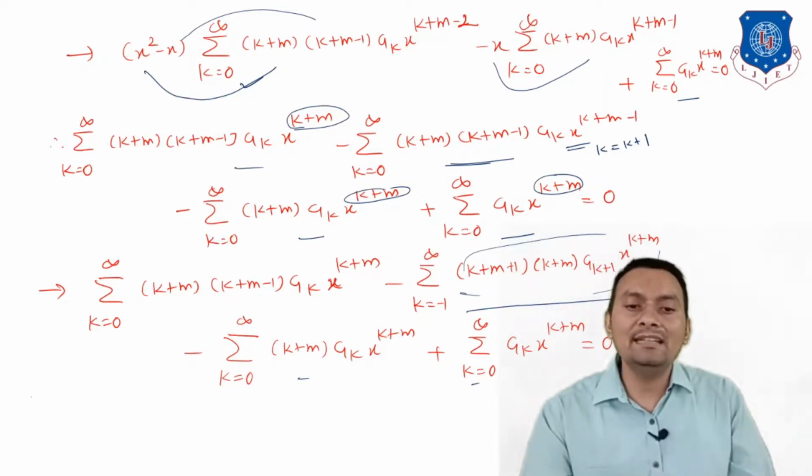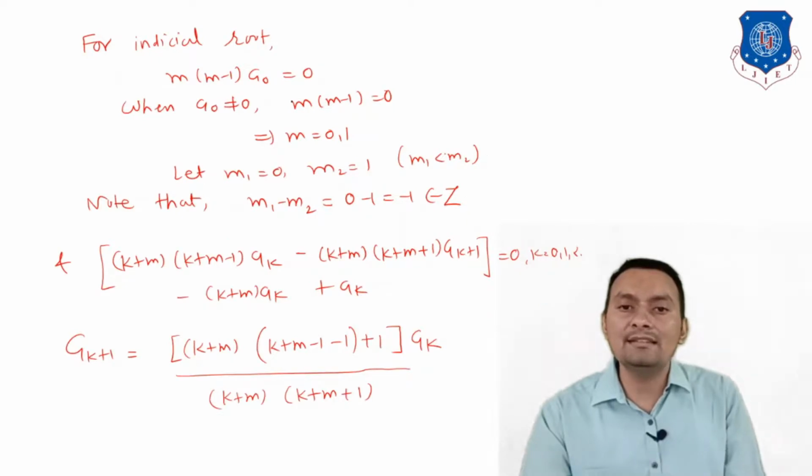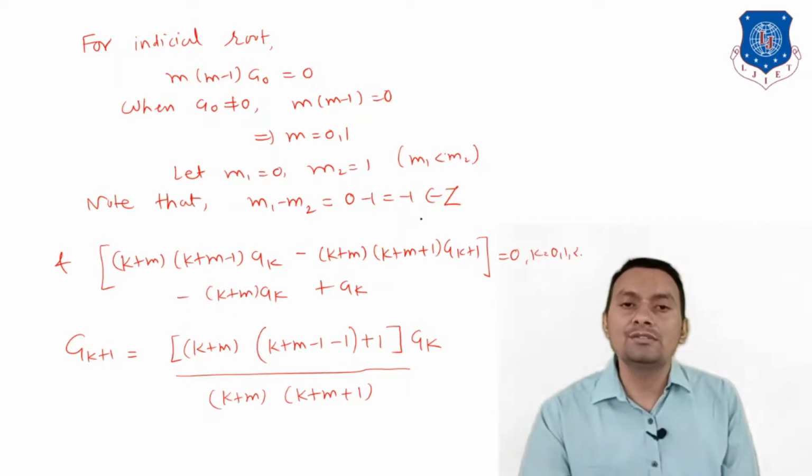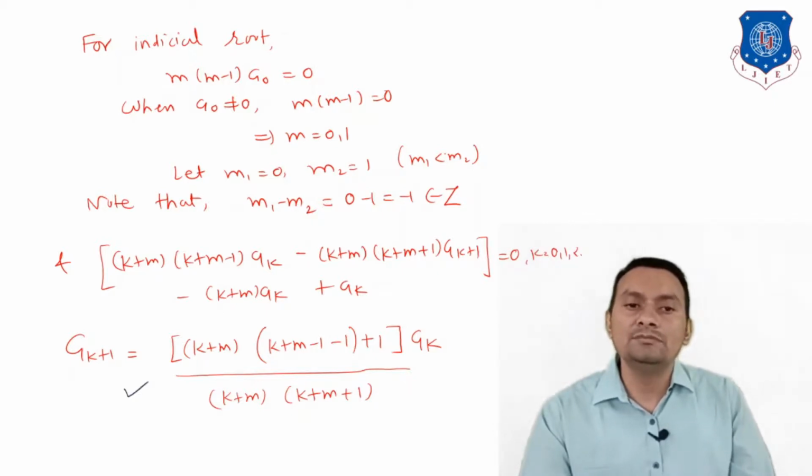I am taking k equal to minus 1 over here, so the indicial equation will be this one, and when I take a0 non-zero, we will get m times (m minus 1) equal to 0. So m equals 0 and 1. Say the smaller one, m2 equals 0, and the given one, m1 equals 1, with the difference being an integer. Again from the recurrence relation that we have, you can get this one, again starting from k equal to 0, 1, 2, 3 and so on.